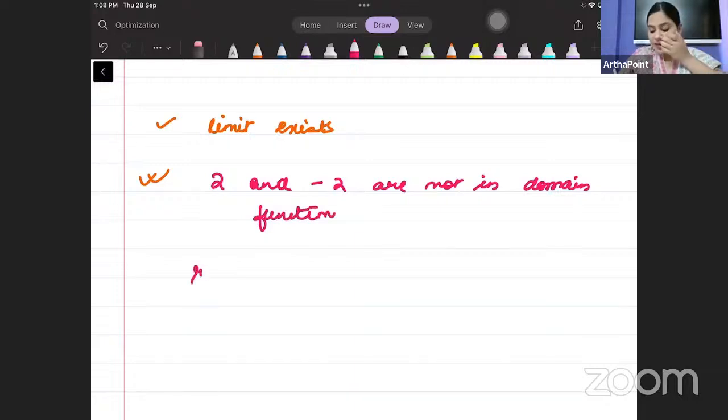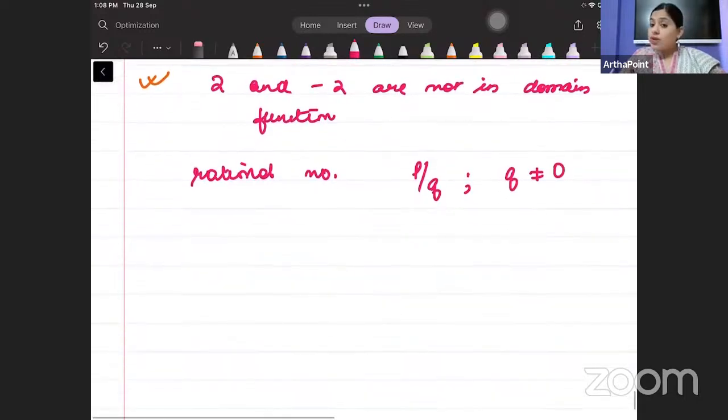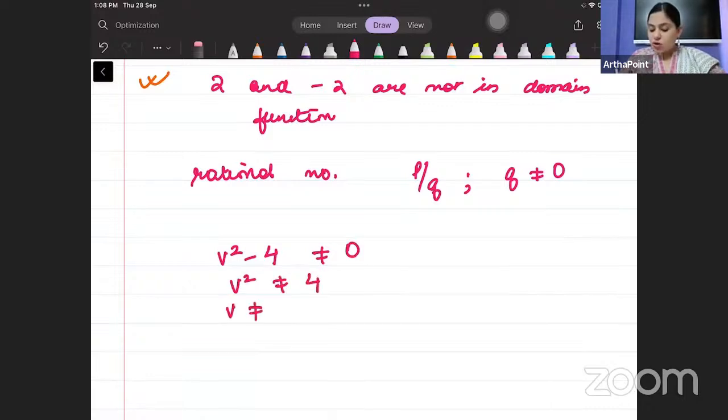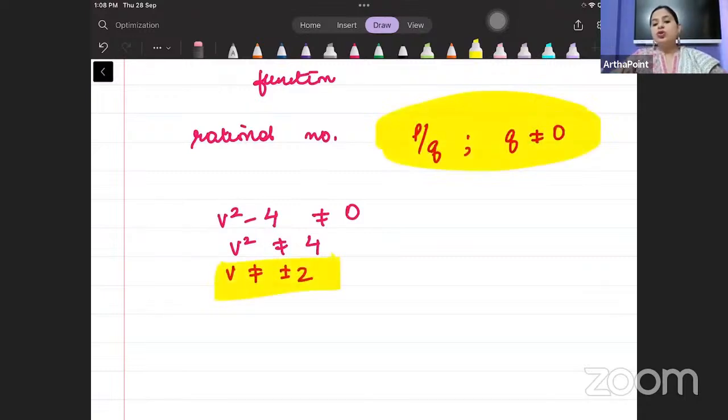Whenever we have a rational number, जब भी हमारे पास एक rational number होता है, तो rational number क्या होता है? Anything in the p by q format, q not equal to 0. Denominator should not be equal to 0. But beta, here my denominator is v square minus 4. I don't want it to be equal to 0. So v square should not be equal to 4. So v cannot be equal to plus minus 2. So this function is defined for all values except plus minus 2.